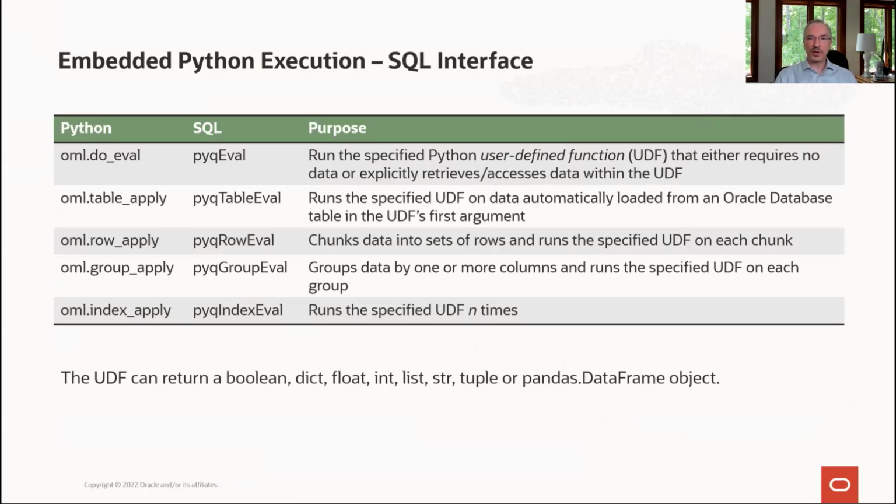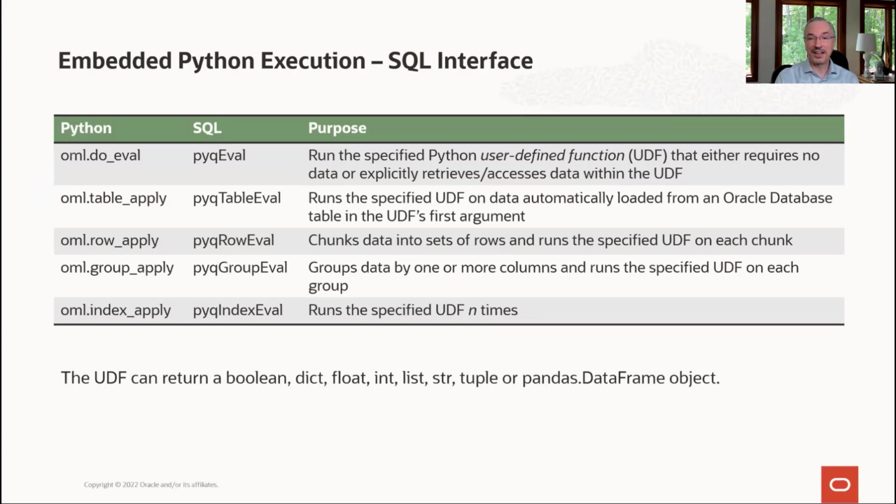So far, we've seen the table eval and RowApply functions in our examples. Here's the complete rundown. I'll just refer to the SQL functions here. If you don't want data automatically loaded into your function, you can simply use the PyQ eval function. To have the full data set loaded at once for your UDF to process, you would use the PyQ table eval. And if you're building a model, a single model, this would probably be the one you would use. Although you should keep in mind that your Python functions and the Python engine need to be able to handle the size of the data of this table.